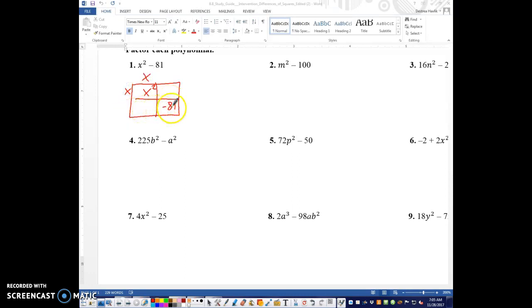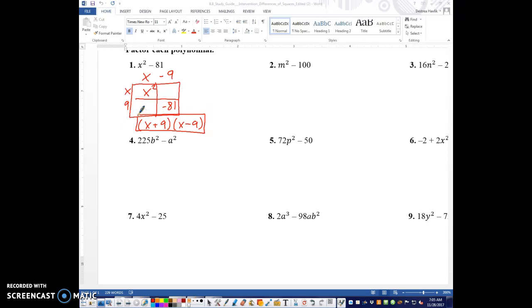What times what will give you 81? 9, right? 9 times 9, it's a perfect square. But it's a negative 81, so one of these has to be negative. So your answer is x plus 9, x minus 9. This is how you do the difference of squares. This is how the whole paper is going to be done.